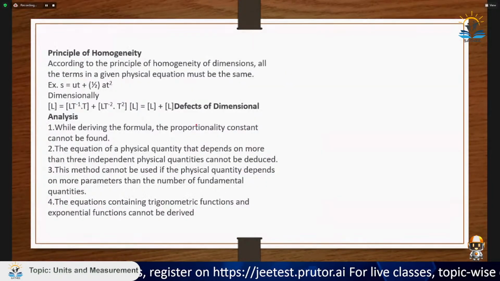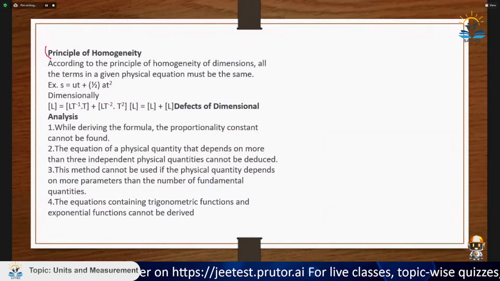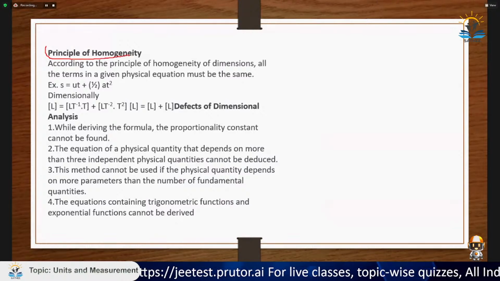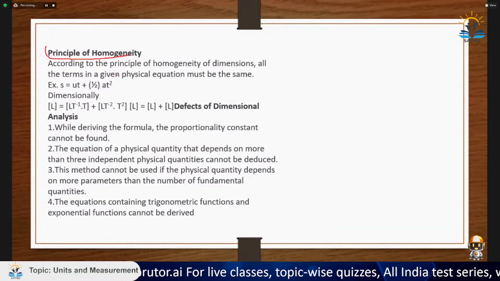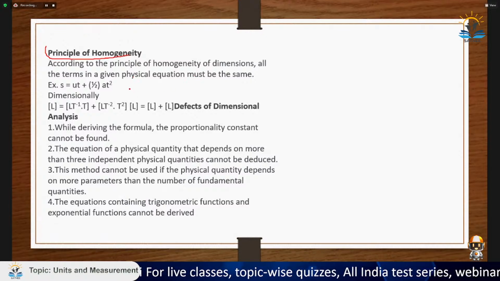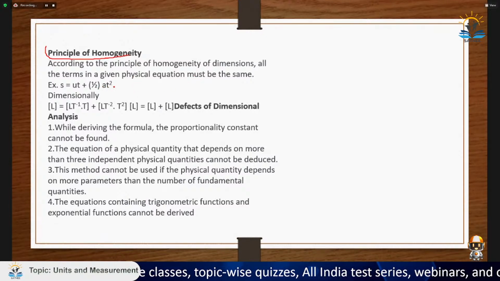Okay, now moving on to the principle of homogeneity. So what is the principle of homogeneity? According to it, all the terms of a given physical quantity must have the same dimensions. That is, s = ut + (1/2)at².